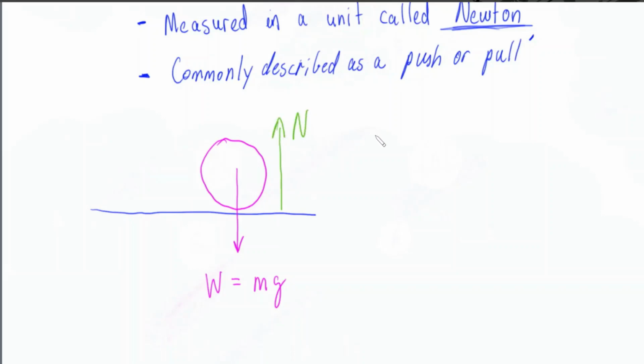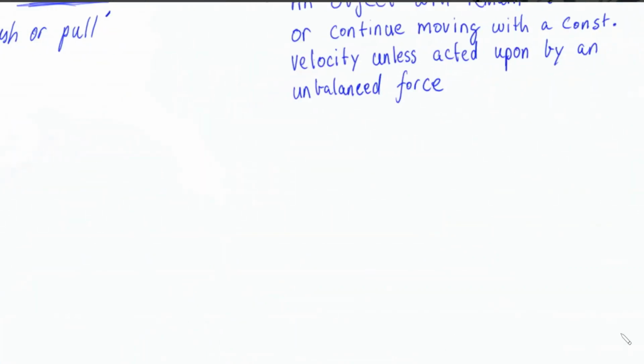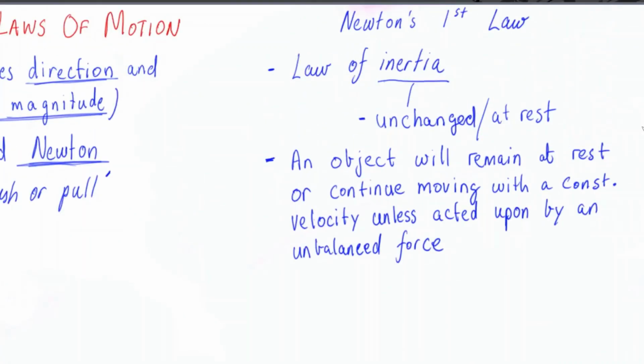Now let's say somebody came along and actually kicked this ball. So let's say we applied a force to it and kicked it. So we'll call this force the kick force, the force of kicking. What would we expect to happen to the ball? Well, we'd expect the ball to start moving. And not only would the ball move, it would move in the direction of the applied force. And this actually brings us to Newton's first law, which is also known as the law of inertia.